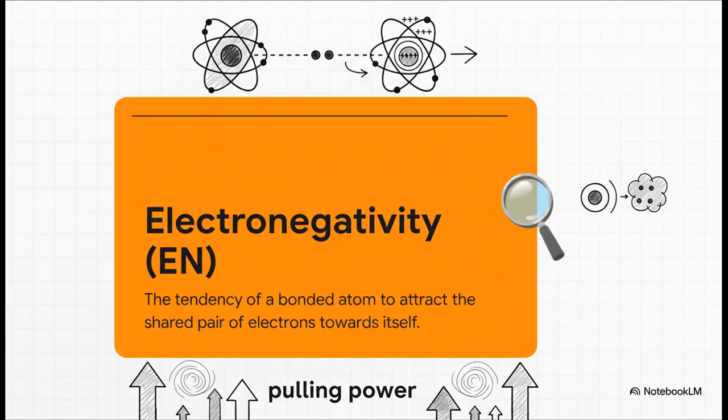And finally, we get to electronegativity. You can think of this as the ultimate summary of an atom's pulling power. When two atoms are sharing electrons in a chemical bond, the one with the higher electronegativity is going to win that tug of war and pull the shared electrons closer to itself. It's the direct result of having a high Zeff and a nice small size.